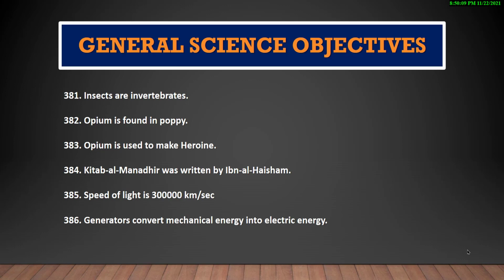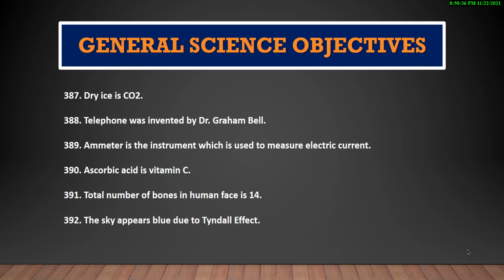Kitab al-Manazir was written by Ibn al-Haytham. Speed of light is 300,000 km per second. Generators convert mechanical energy into electric energy. Dry ice is CO2. Telephone was invented by Graham Bell. Ammeter is the instrument which is used to measure electric current.